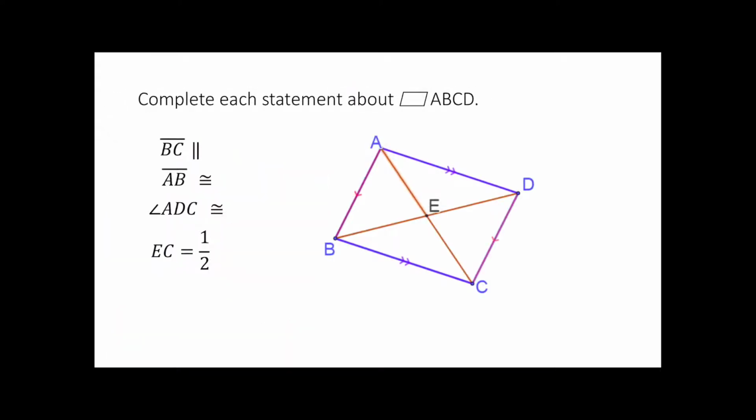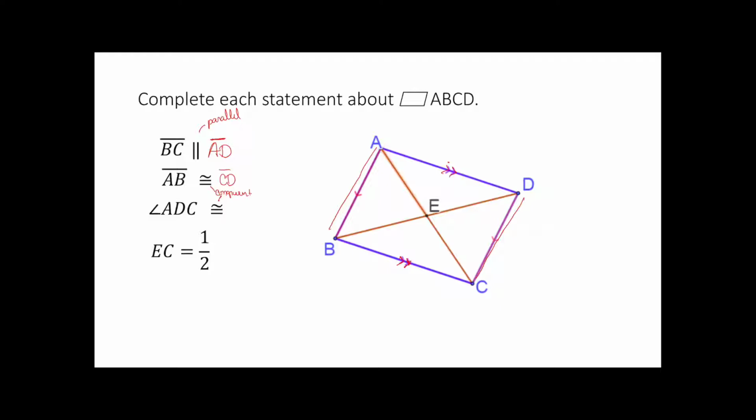If we're completing this statement about parallelogram ABCD, segment BC is parallel to which segment? So BC is this one. We have parallel marks that match the parallel marks on segment AD, so the opposite sides of a parallelogram are parallel. Definition of a parallelogram. Our second statement says that segment AB is congruent to some other segment, so A to B would be the same length as D to C would, or CD, depending on which way you want to write it. They're the same segment.